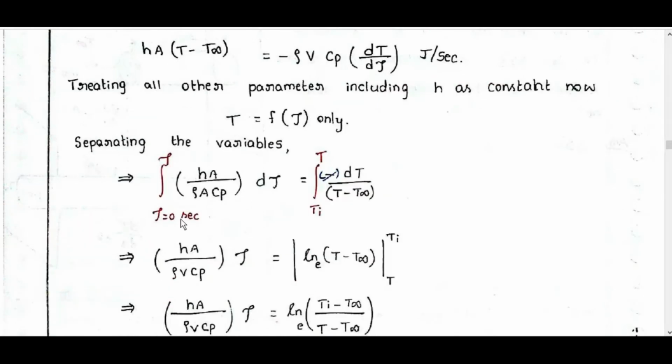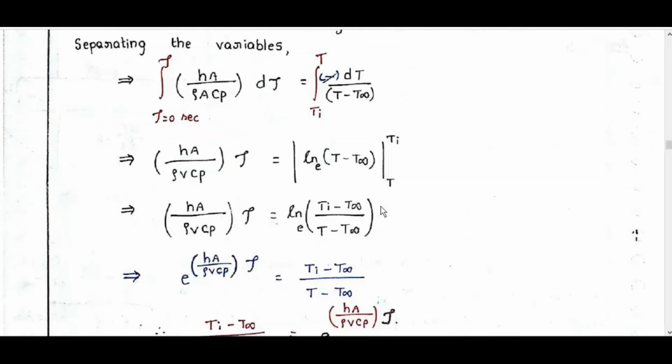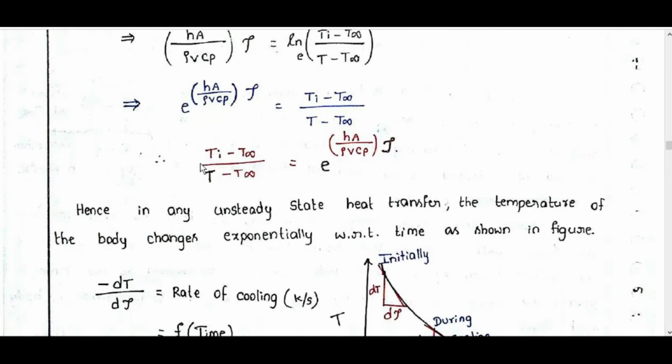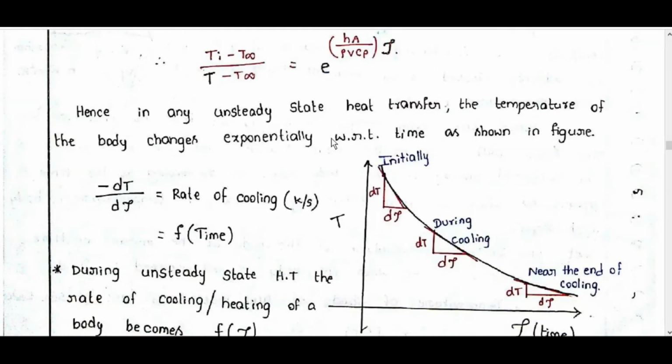Separating the variables, tau from 0 seconds to tau: HA by rho V Cp d tau is equal to dT by (T minus T infinity). Here tau will come, and here ln of (T minus T infinity) will come, from Ti to T. Putting limits and bringing ln to this side, it will become exponential. Finally, (T minus T infinity) by (Ti minus T infinity) is equal to e power minus HA by rho V Cp tau. Hence, in any unsteady state heat transfer, the temperature of the body changes exponentially with respect to time, as shown in the figure.